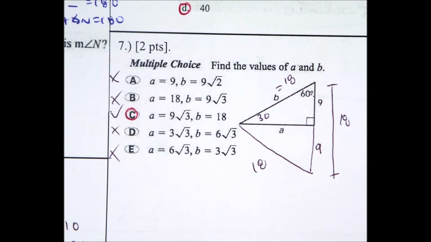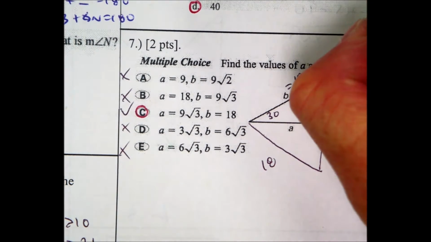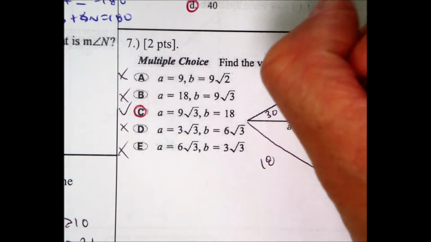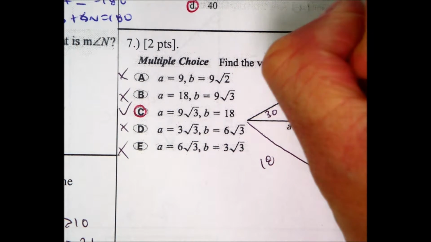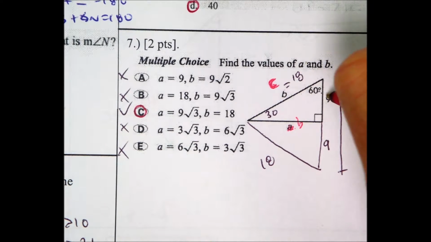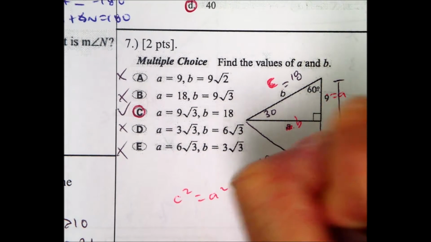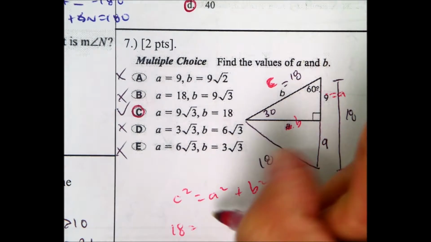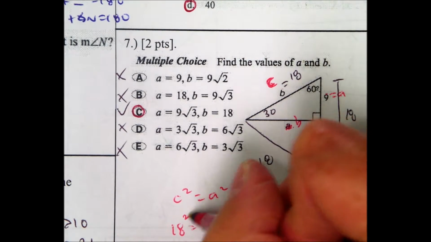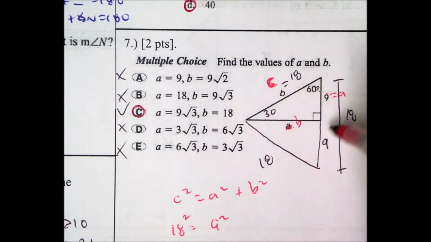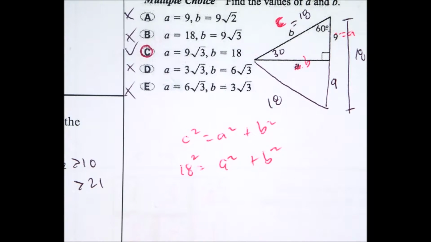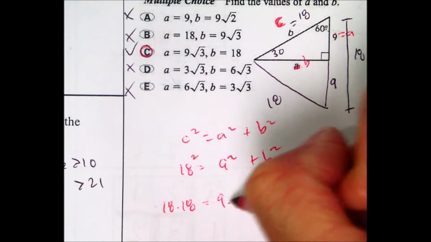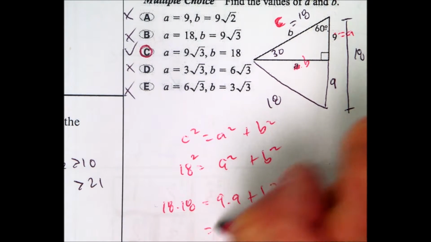I'll do that in a different color. They call this one A, this one B. We'll relabel the sides. We'll call this one C, this one B, this one A. So C squared equals A squared plus B squared. C is 18. A is 9 squared. And B, we don't know. Then you can just go through. 18 times 18 equals 9 times 9 plus B squared, so that's 81.